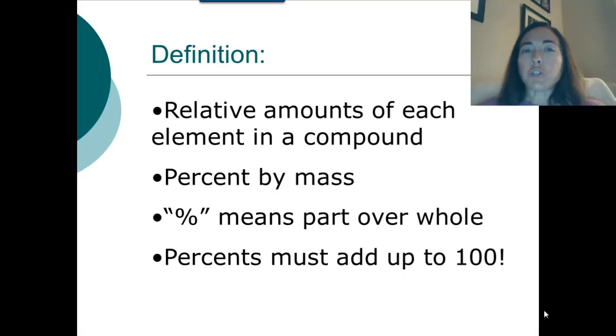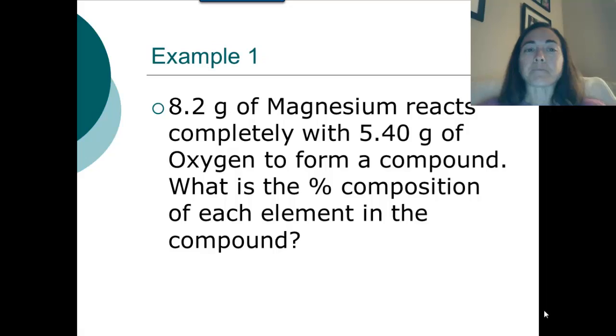Percent composition a lot of times is useful when a scientist makes a compound and they're trying to decide if they've made something brand new or not. They'll do some analysis in percent composition to see if it matches up to anything else that's already known. Let's look at some example problems.